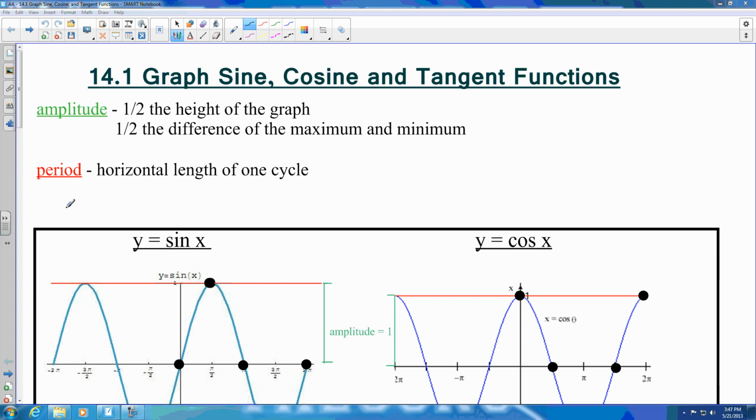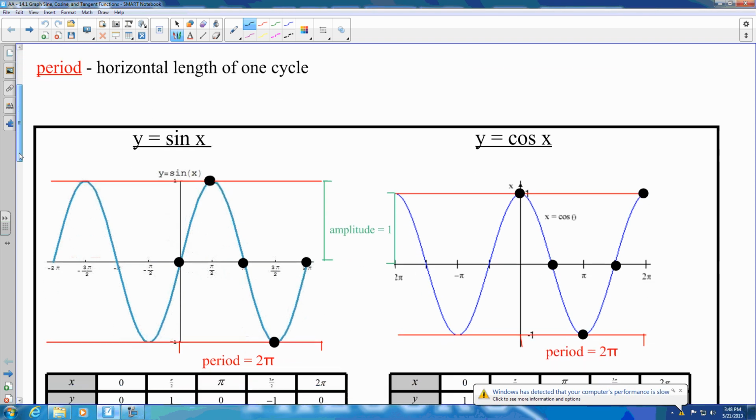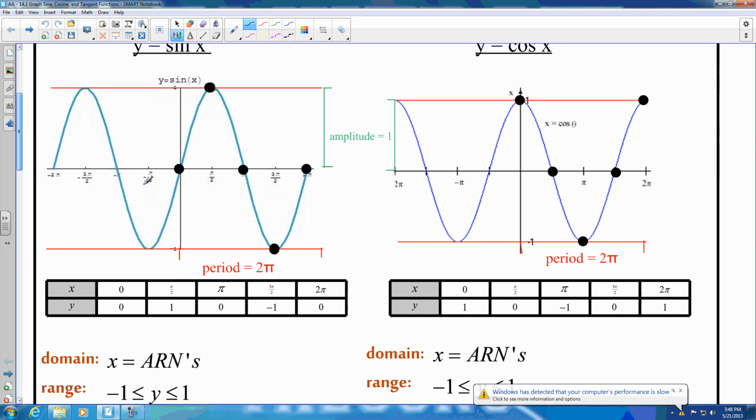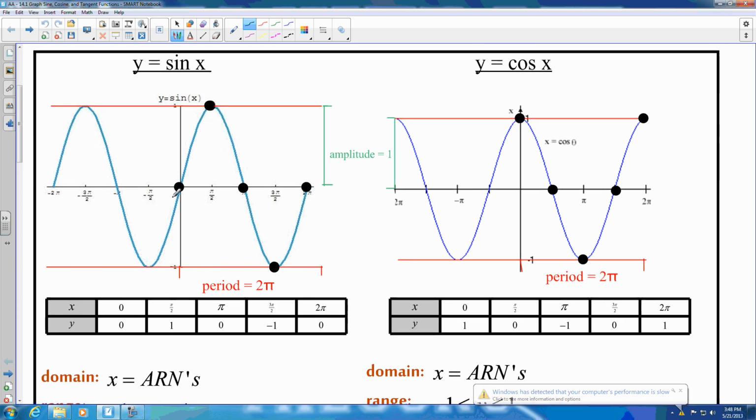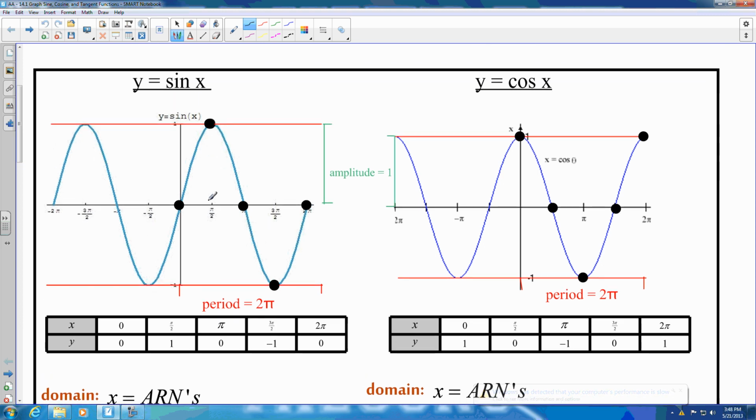Starting a new chapter, chapter 14, and in 14.1 we get to graph sine, cosine, and tangent functions. If you look here, this is what a sine and cosine function looks like on an xy coordinate plane.